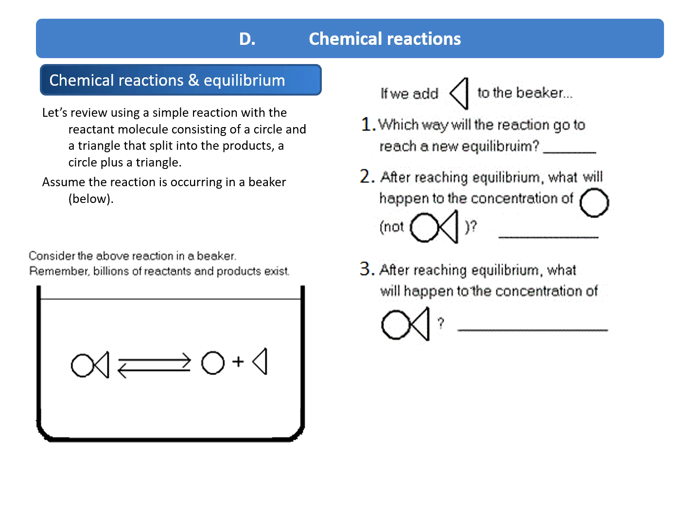If we add the triangle to the beaker, which way will the reaction go to reach a new equilibrium? After reaching equilibrium, what will happen to the concentration of the circle, not the combined molecule? After reaching equilibrium, what will happen to the concentration of the combined molecule?